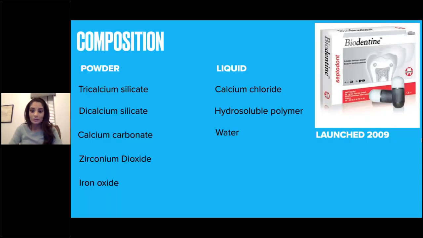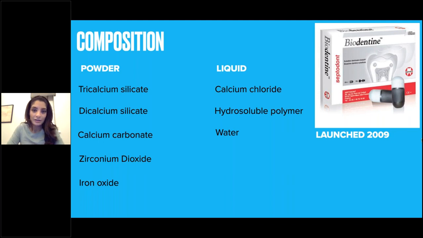So Biodentine was launched in 2009, so it's very well established in the marketplace. There's a lot of evidence that surrounds a lot of the concepts that I'm going to be talking about today. And I've tried to reference the articles that I'm using as much as possible, and they'll be placed at the bottom of the slide. So if you're interested, you can learn a little bit more about them later on.